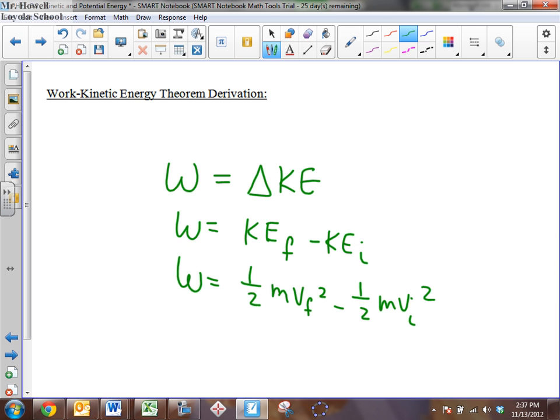Again, kinetic energy is 1/2 mv squared, but if we're looking for the final kinetic energy, we use the final velocity. If we're looking for the initial kinetic energy, we use the initial velocity. W is work.